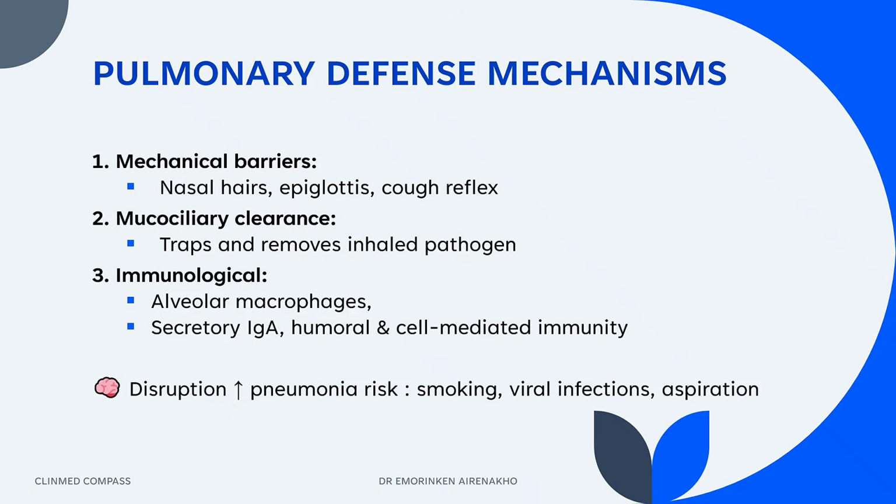Then we have the mucociliary clearance. These are tiny cilia that move mucus and trap pathogens up and out of the lungs. Then the third is the immunological defenses, like the alveolar macrophages. They act as first responders, while the secretory IgA and the humoral and cell-mediated immunity provide additional backup. But when these are disrupted, either by smoking, viral infections, or aspiration, the door becomes open for infection.